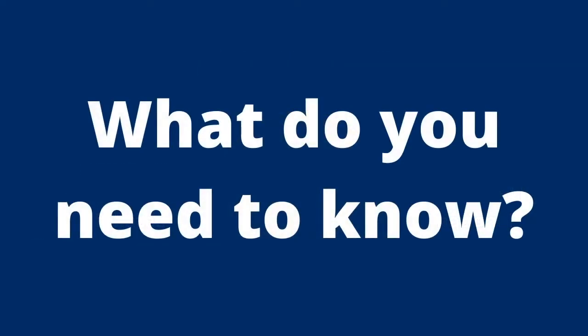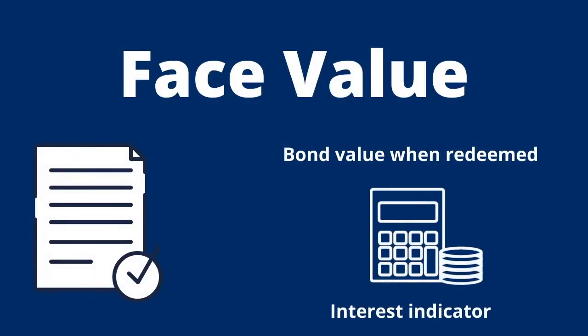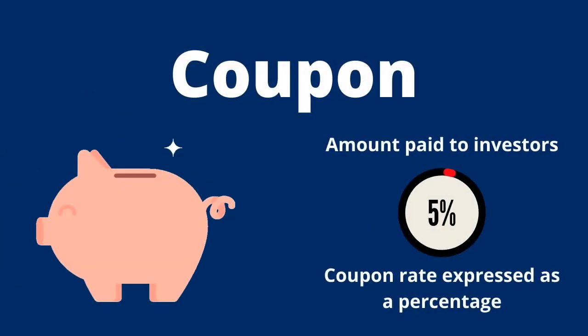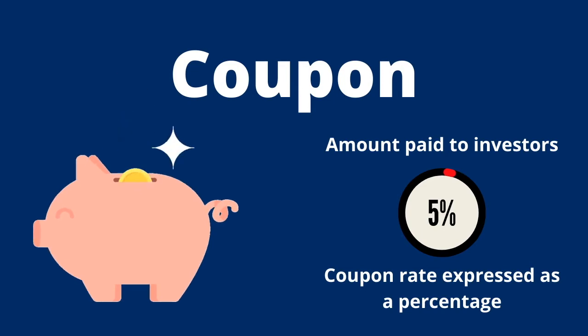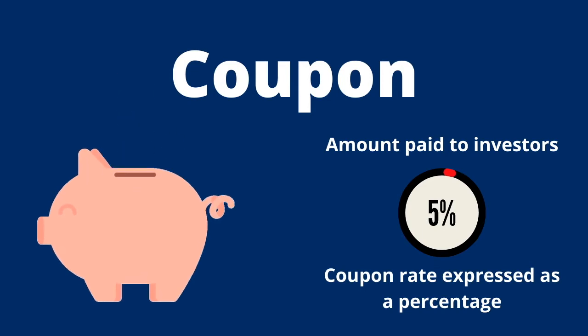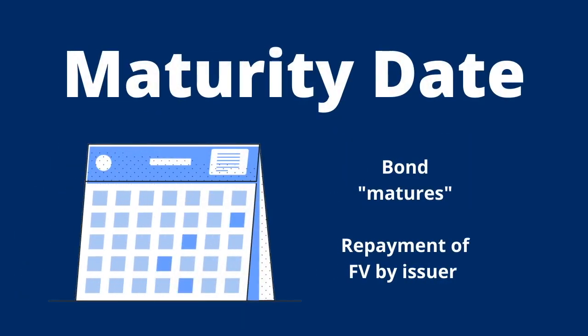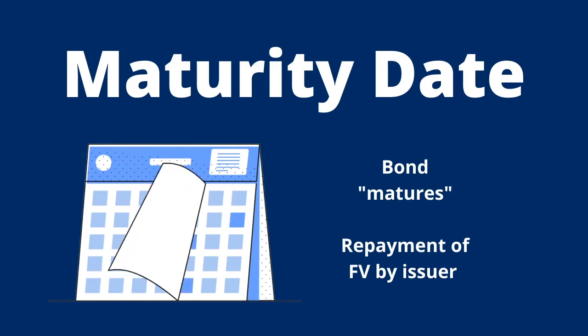So what are the main components? Well, the face value is the amount of money the bond will be worth when redeemed at its maturity date. The face value, or FV, serves as an indicator for the issuer to work out interest payments. The issue price is the value of the bond when originally issued to investors. The coupon is the amount that the issuer will pay to the investor on the face value of the bond, where the coupon rate is this expressed as a percentage. The maturity date is the date that the bond will mature, requiring the issuer to pay the investor the bond's face value.